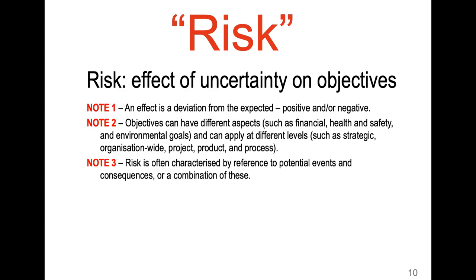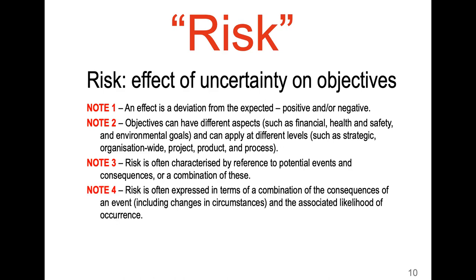So we often describe risk as a potential event or consequence or a combination of these. What's a risk associated with a fire, for example? It's likely to be expressed in terms of a combination of a consequence, how bad the fire is, for example, and under what circumstances, and how likely it is to occur. Is it likely to occur, unlikely to occur? Is it a rare event or frequent event, for example?